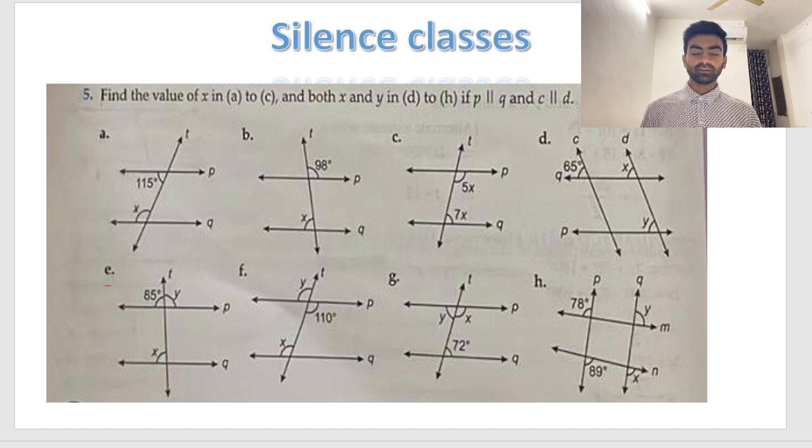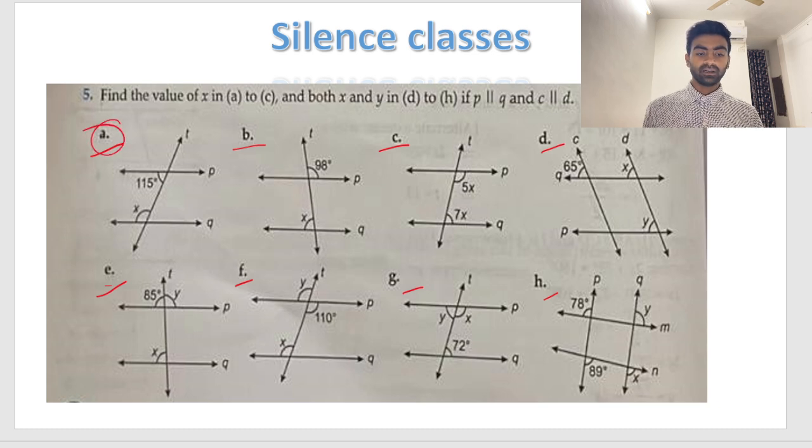So what the question is saying, find the value of x in A to C, means in the A part, B part and in the C part we have to find out the value of x, and both x and y in D to H, means in the remaining we have to find out the value of x and y. In this it is given that P is parallel to Q, means lines are parallel, and C is parallel to D. It is already given over there in the question. So let's draw the question.